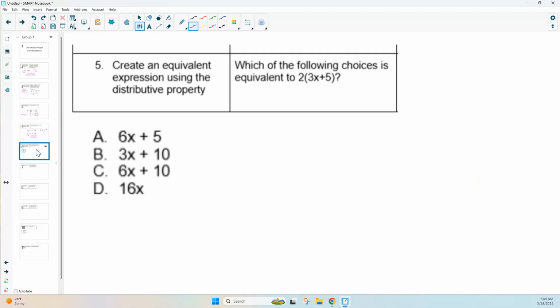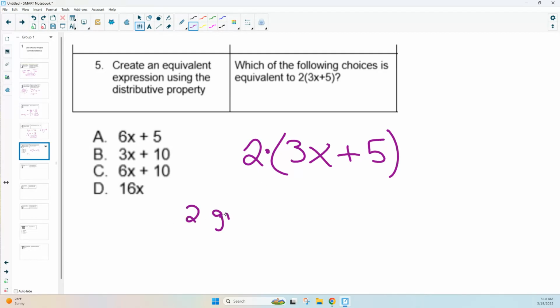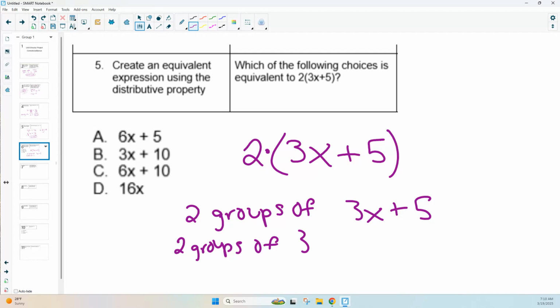Create an equivalent expression using the distributive property. We have 2 times (3x plus 5). Remember, there is multiplication here. So this is really saying 2 groups of 3x plus 5. If I have 2 groups of 3x, that gives me, that is correct, 6 x's, because if I wrote 3 x's 2 times, we have a total of 6.